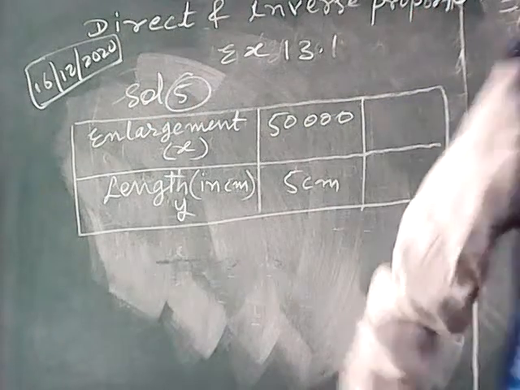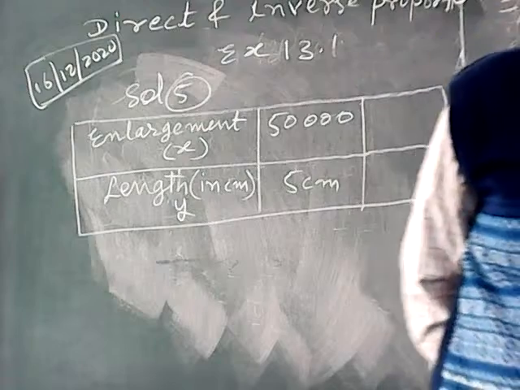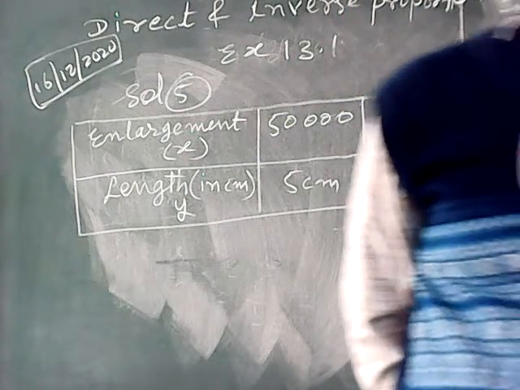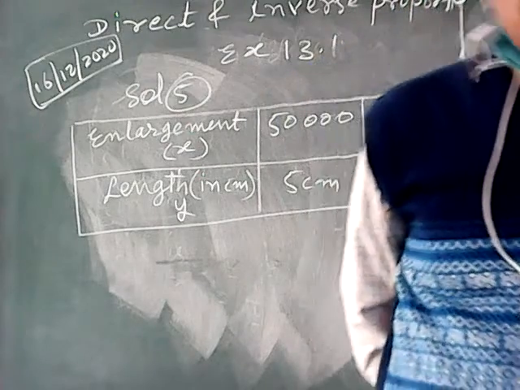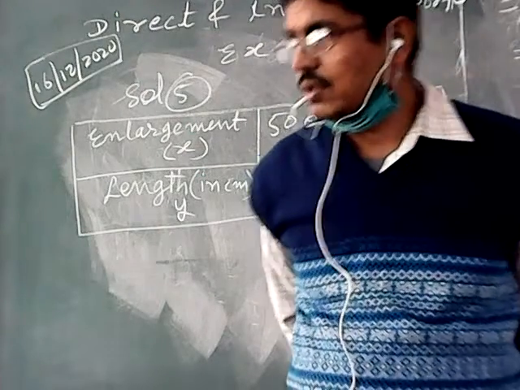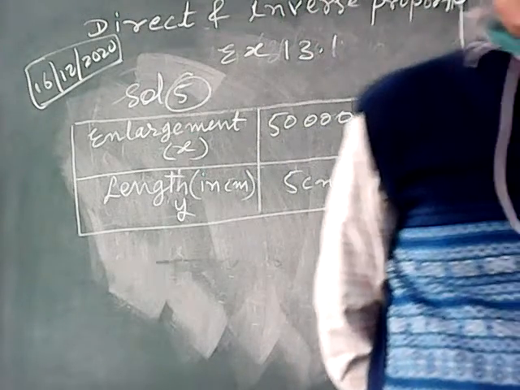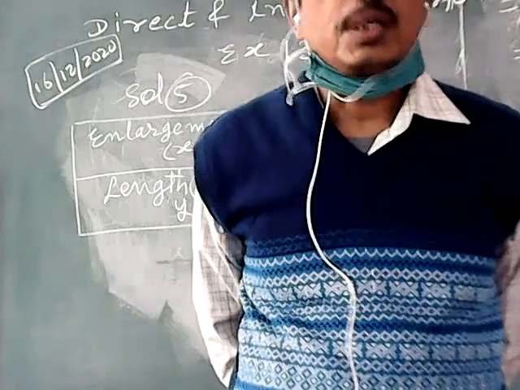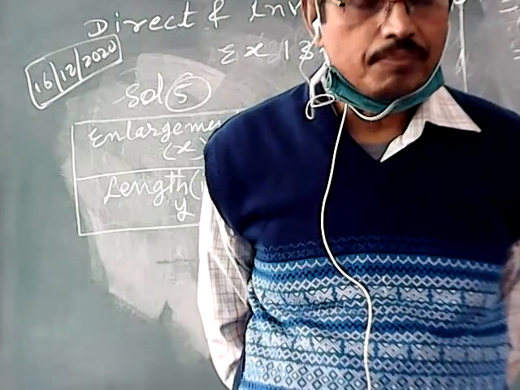See the calculation. Actually, a bacterium's length can never be 5 centimeters. Do you see? You know the biology. You read biology, study biology. You have heard about bacteria, germs. Its length is in micrometers, not centimeters.